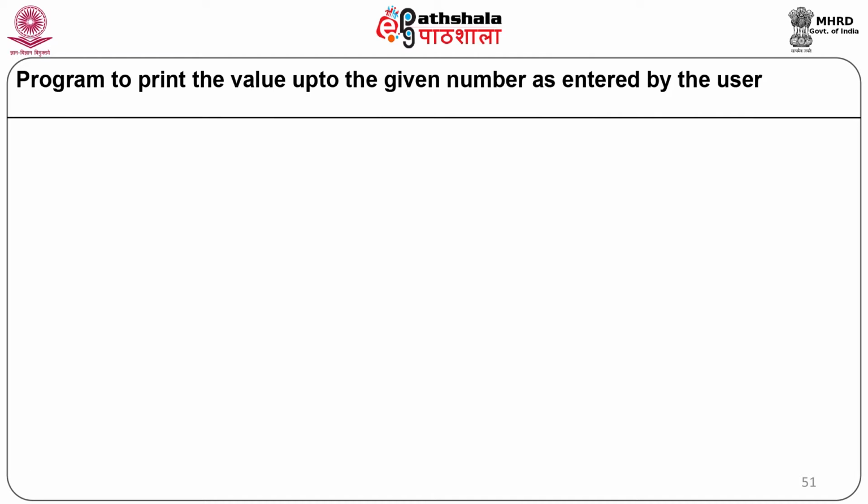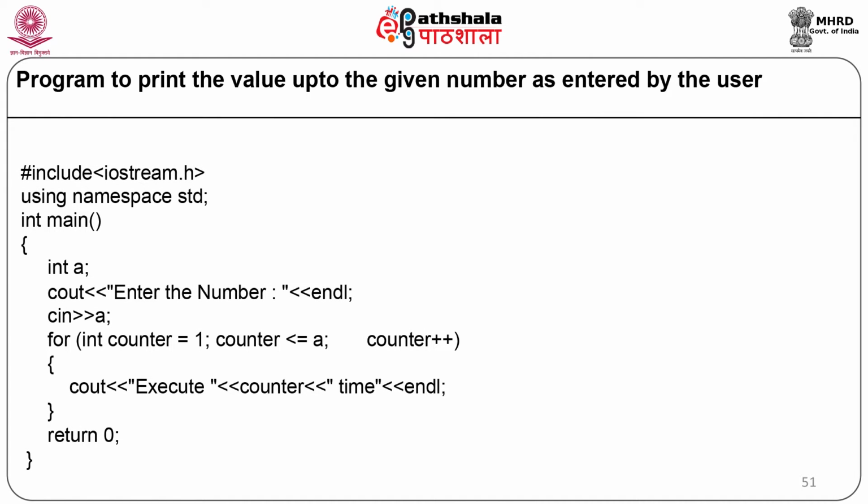We will start with the program: #include <iostream>, using namespace std, int main. Inside that we are declaring the variable integer a, and displaying the message to the user, "Enter the number". We take the input from the user as cin >> a. Now, we are going to have a for loop.